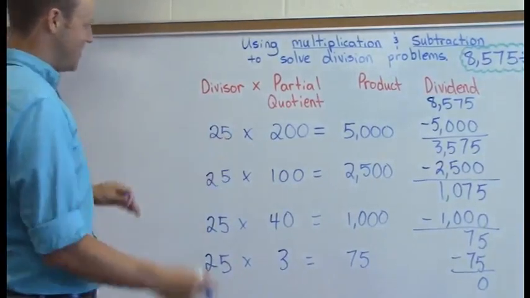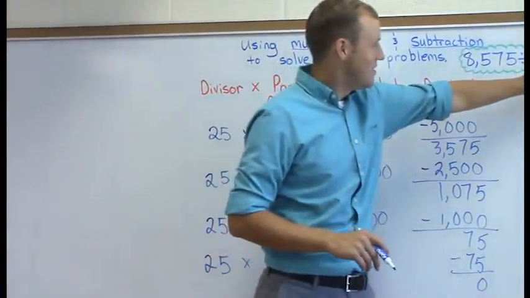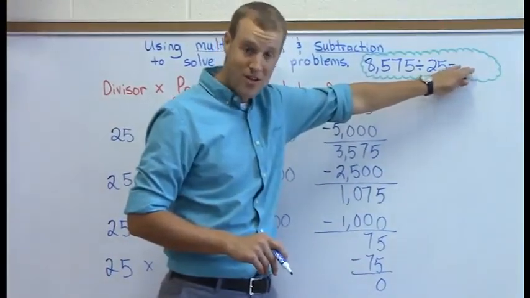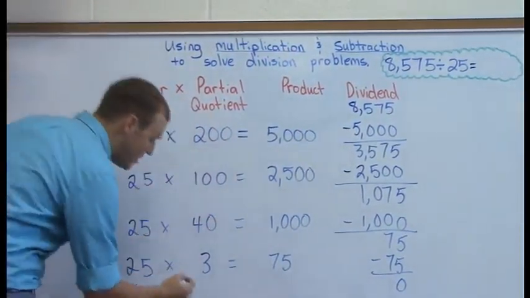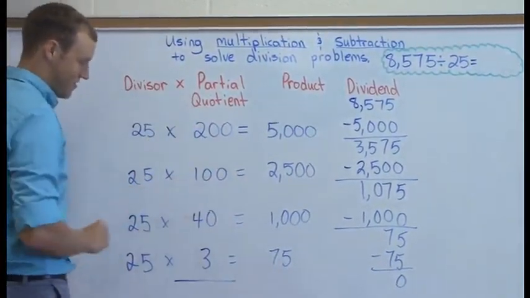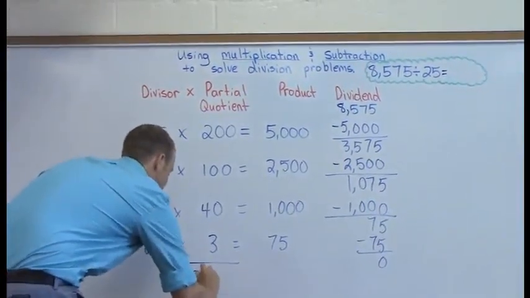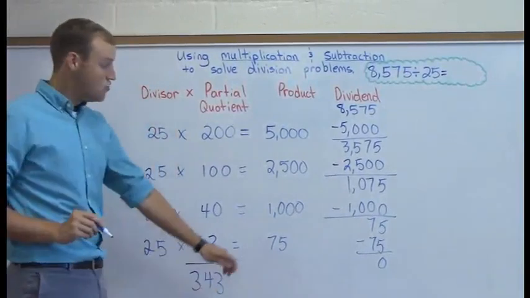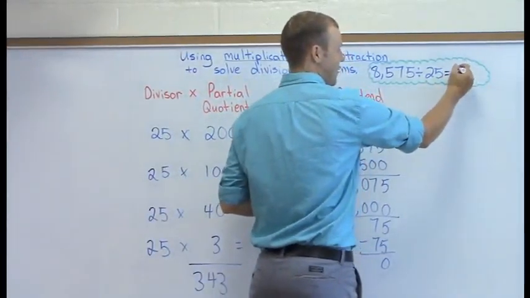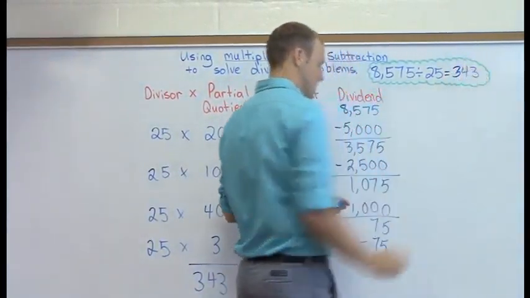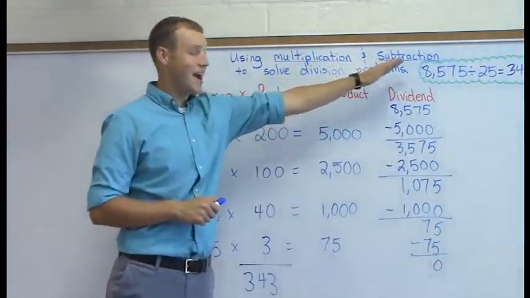And what I have over here is a whole bunch of partial quotients. Now, I'm going to bring you back to the beginning of the video where I pointed out that this right here will actually be our quotient. So our quotient is our answer. So these are partial answers. And when we combine them all together, they are our full answer. So I'm going to add 200 plus 100 plus 40 plus 3, which gives me 343 with no remainder. So our answer to this problem is 8,575 divided by 25 equals 343. I hope this helps your student make the connection between multiplying and subtracting when dividing.